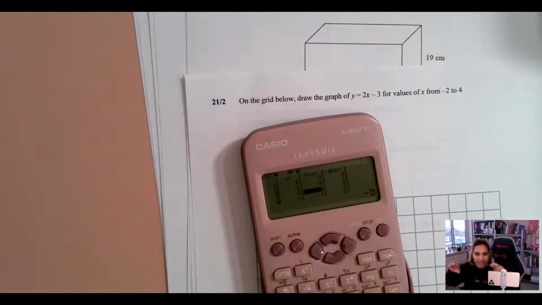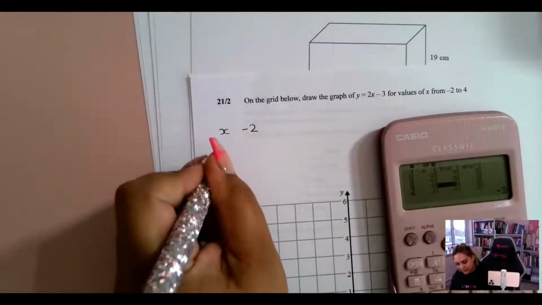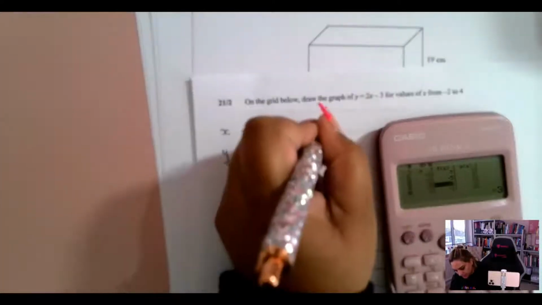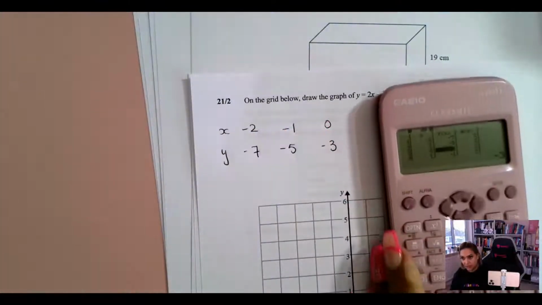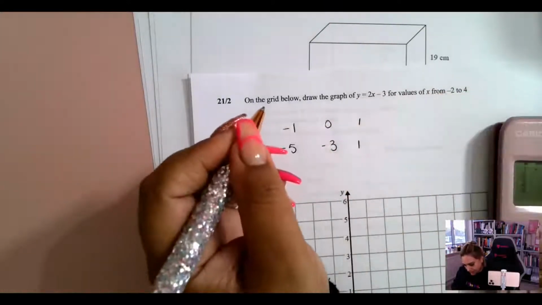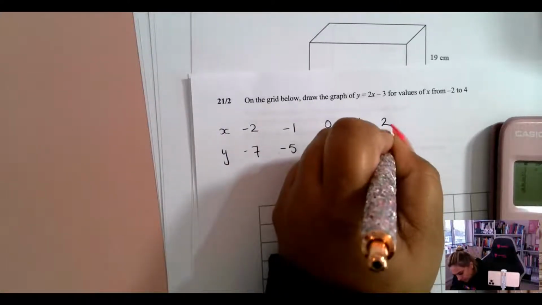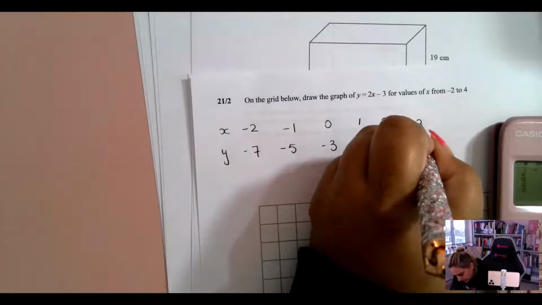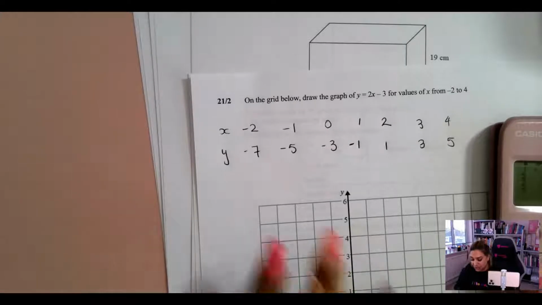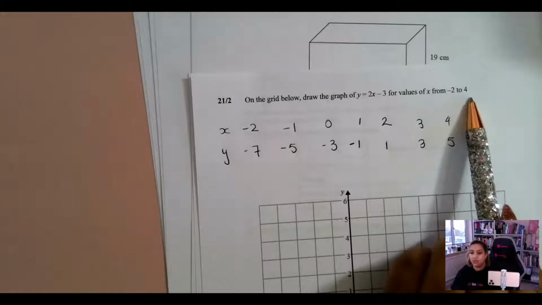So if you were to draw that table, this tells you minus 2, if this is your x, then your y is minus 7. Minus 1, it's minus 5. 0, it's minus 3. If I scroll down, 1 is minus 1, 2 is 1, 3 is 3, and 4 is 5. However, if it just wants a straight line, you don't even need all these points. You need your first point and you need your last point.